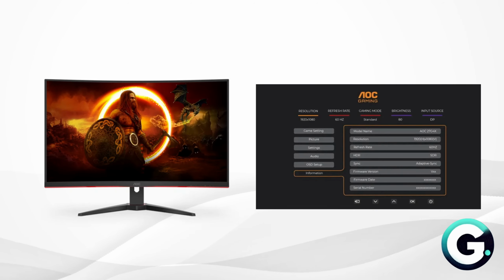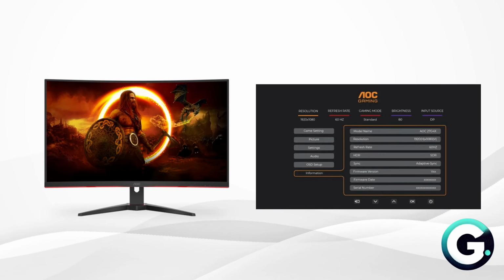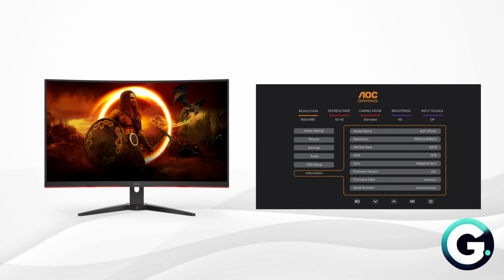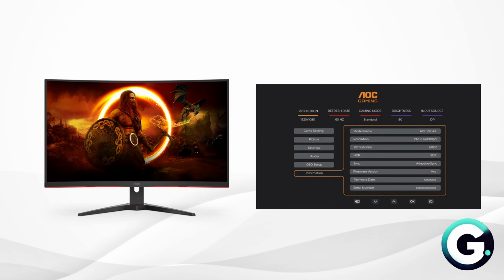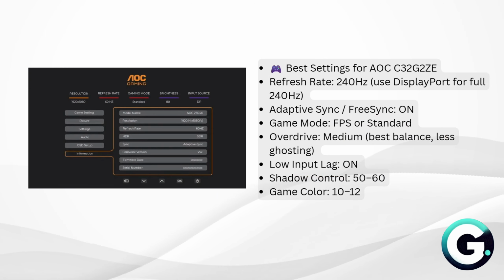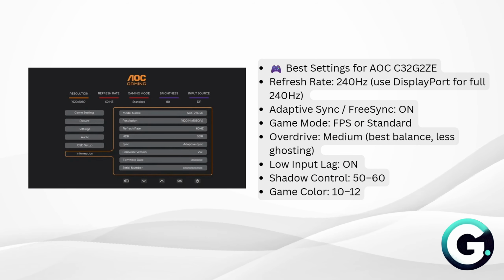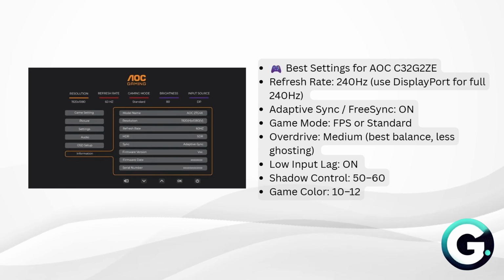And from there, let's head over to our OSD controls, which is the on-screen setting. So you can find this inside the buttons under your monitor's controller. Now just go ahead and press on those buttons and this window will show up, on which we can apply the following setting. Now for refresh rate, you want to use 240. This is going to be available only if you use DisplayPort.